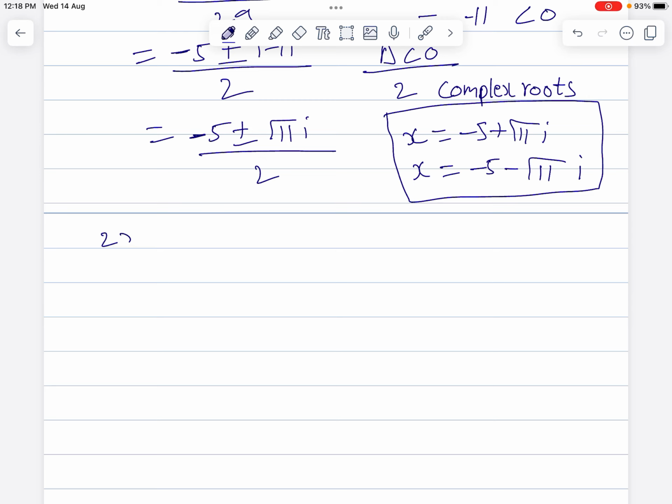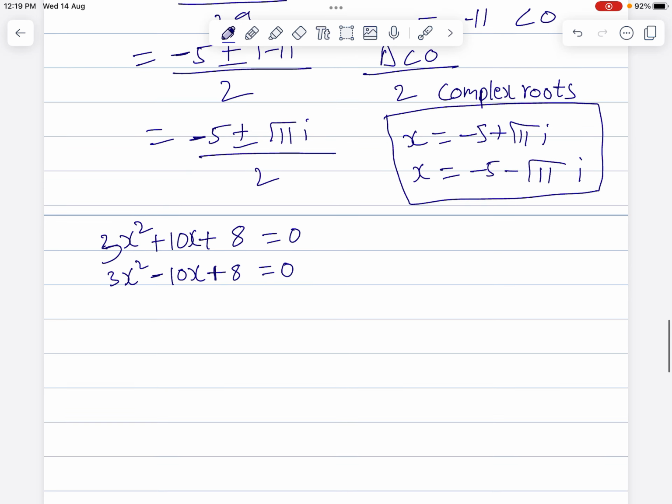Take down 2x square, or 3x square plus 6, 8, plus 10x equal to 0, minus 10x plus 8 equal to 0. x square, 2x square.